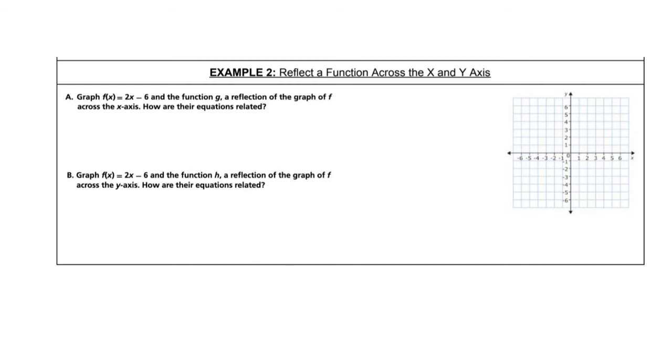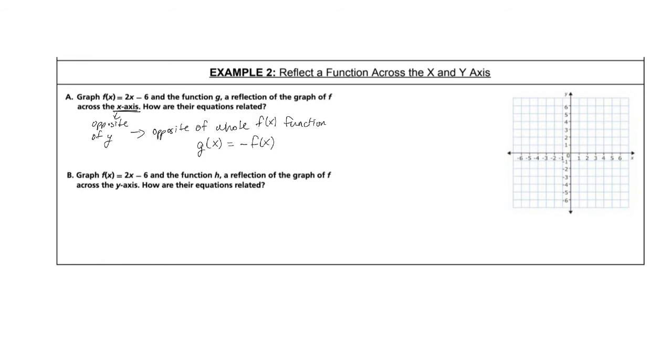So when we go across the x-axis, remember when you reflect over the x, we take the opposite of our y. Now, when we have functions, this means we're taking the opposite of the whole f of x function. So everything that f of x is equal to, we're going to take the opposite of. Okay, so we call it g of x equals opposite or negative f of x.